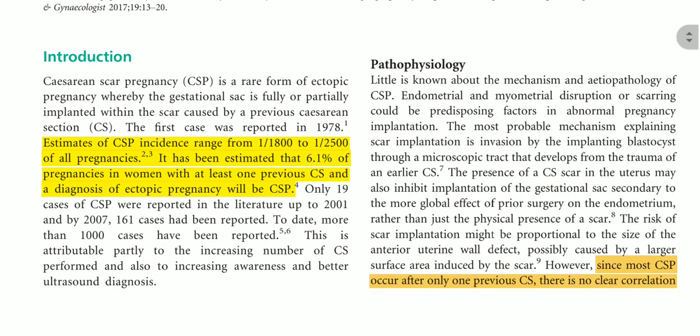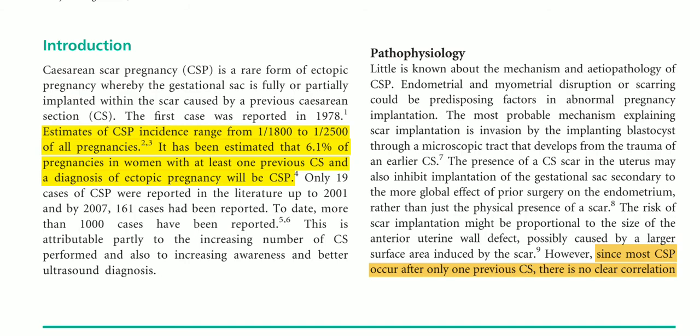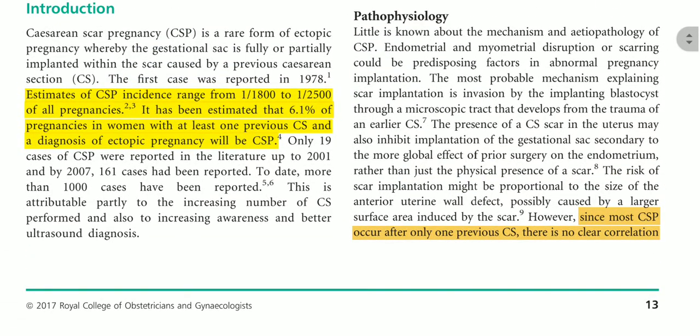Now, introduction. We have a lot of points written in the introduction, but let us discuss the highlighted points. Estimates of cesarean scar pregnancy incidence range from 1 in 800 to 1 in 2500 of all pregnancies. It has been estimated that 6.1% of pregnancies in women with at least one previous cesarean scar and a diagnosis of ectopic pregnancy will be cesarean scar pregnancy. So basically the incidence is 1 in 800 to 1 in 2500, a very rare form. Now let us discuss the pathophysiology.